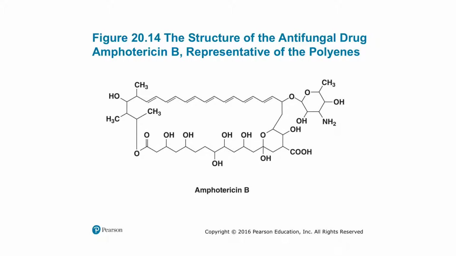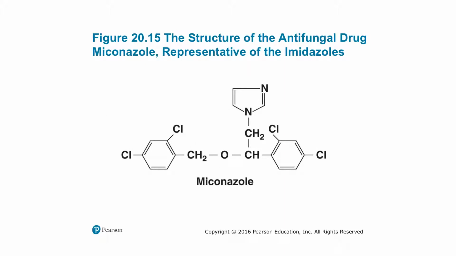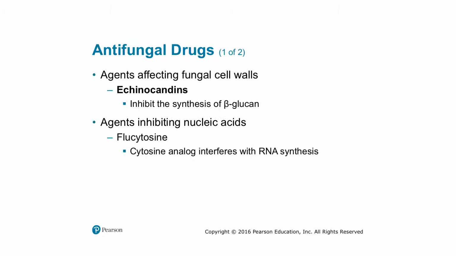So here you can see the structure of the antifungal drug amphotericin B. It's representative of the polyenes, and you can see how kind of big this is. The structure of this other antifungal drug, miconazole, this is representative of the imidazoles here. And then some other antifungal drugs that affect the cell walls, echinocandins. These are going to inhibit the synthesis of beta-glucans and agents inhibiting nucleic acids. Flucytosine, a cytosine analog, interferes with the RNA synthesis.